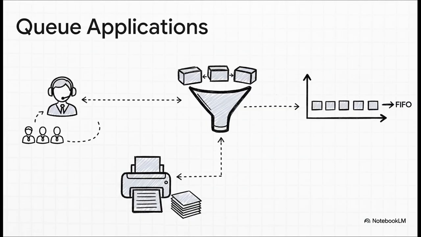Think about a customer service call center. The first call that comes in is the first one answered. That's a queue. Or a shared printer in an office. All the print jobs line up and get printed in order. Even something like stock market accounting uses the FIFO principle. It's all about fairness and processing things in the order they arrive.